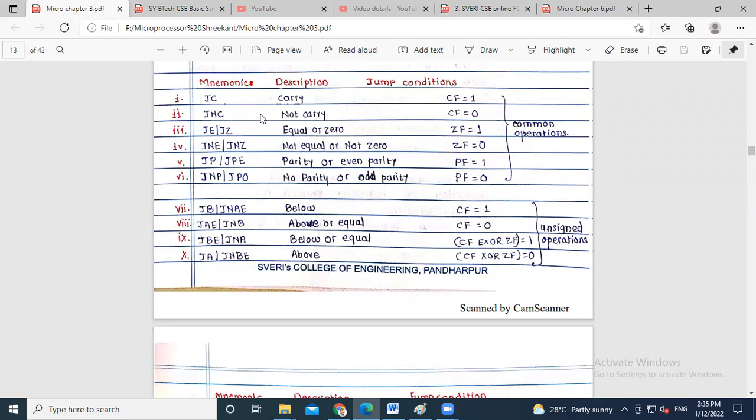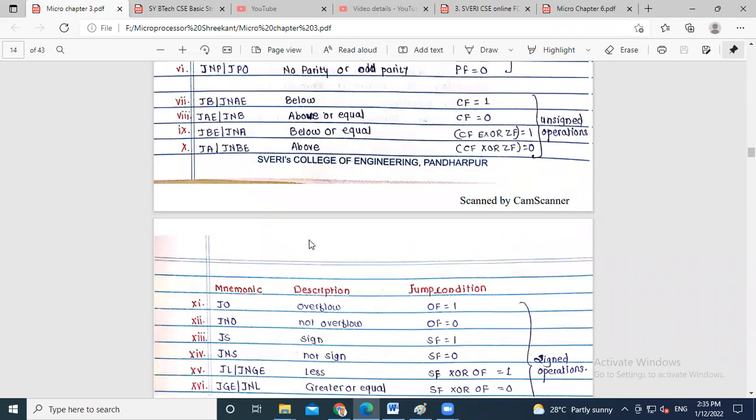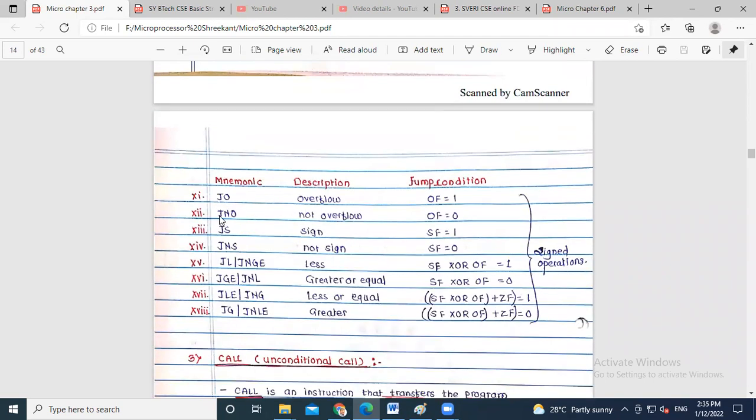Jump on carry, jump on no carry, jump on equal or jump on zero, jump on not equal or jump on non-zero, jump on parity, parity even, jump on non-parity, parity odd. Also jump on below, jump on above, above or equal, below or equal. Jump on overflow, jump on no overflow, jump on sign, jump on no sign, jump on less, jump on greater, greater than or equal, less than or equal.